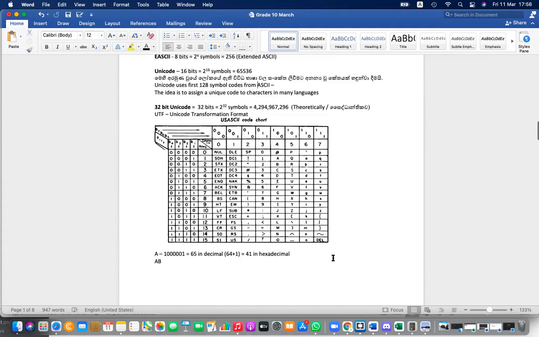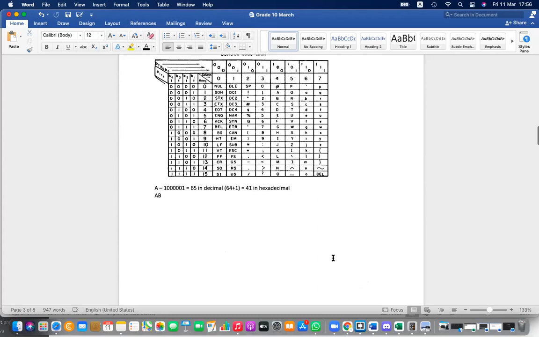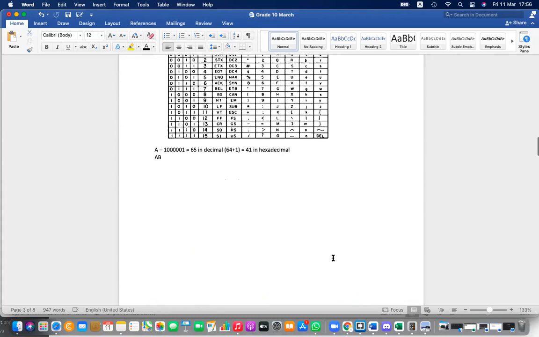Those things are there, right? There are different types you can select when you are saving a document.